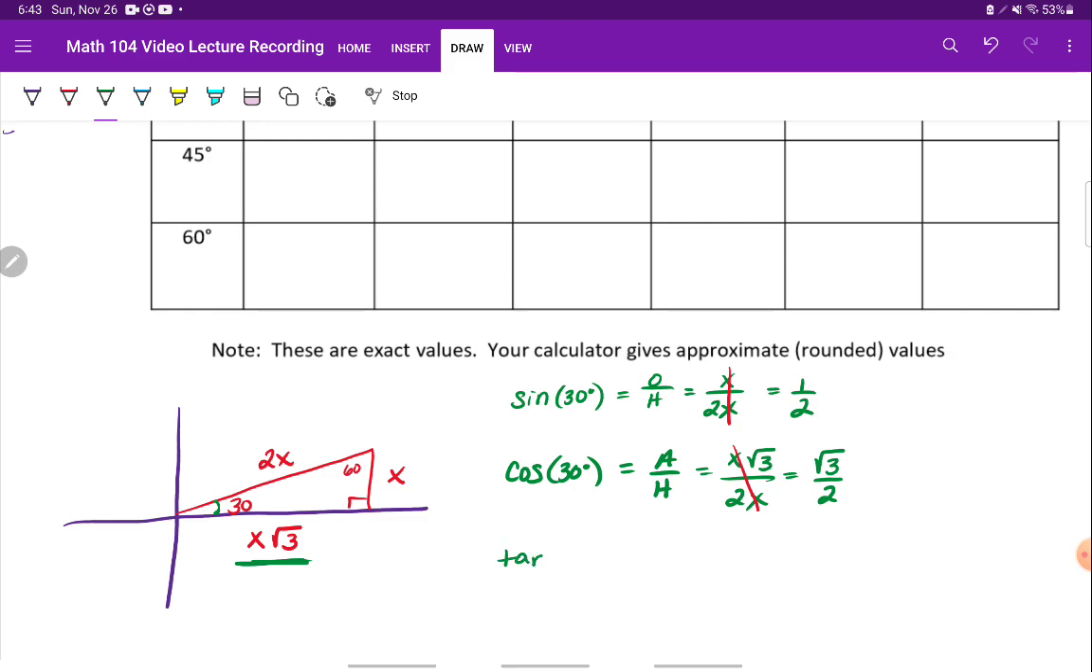And then we have tangent of 30 degrees. It's going to be our opposite side divided by our adjacent side. Our opposite side is x, while our adjacent side is x square root of 3. Once again, we'll simplify by canceling out these x's. That leaves us with 1 over the square root of 3, and then we'll rationalize. And we end up with square root of 3 over 3.